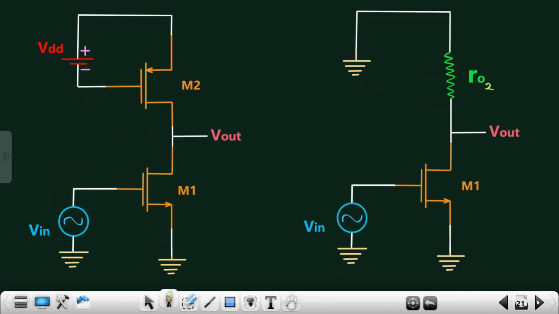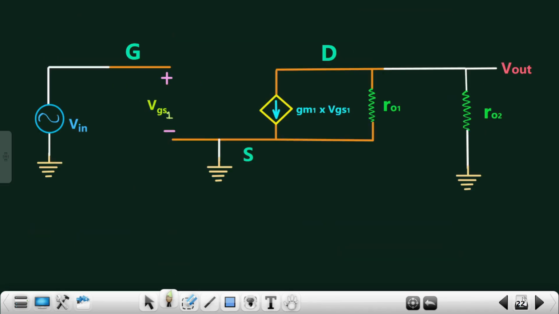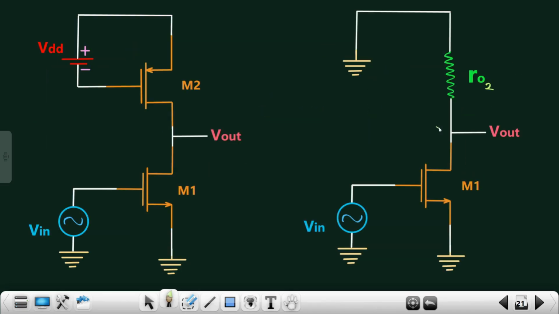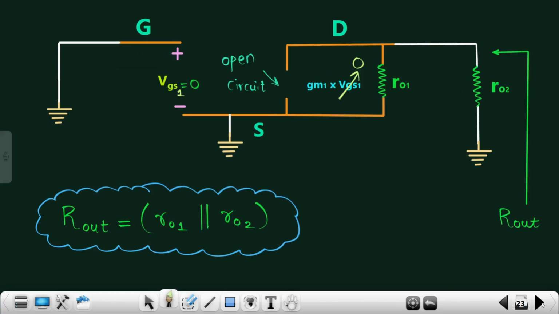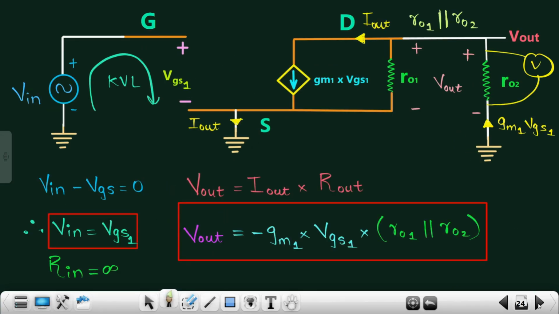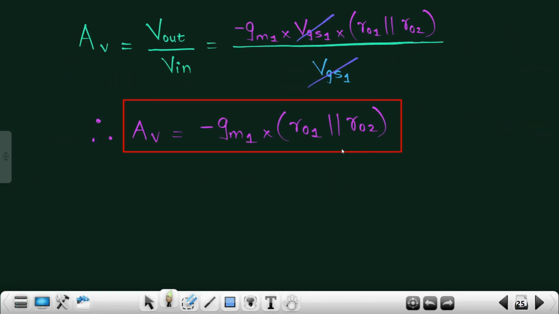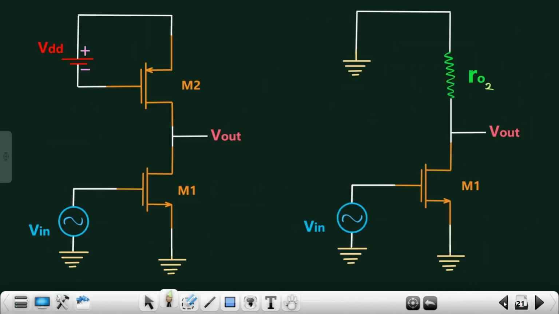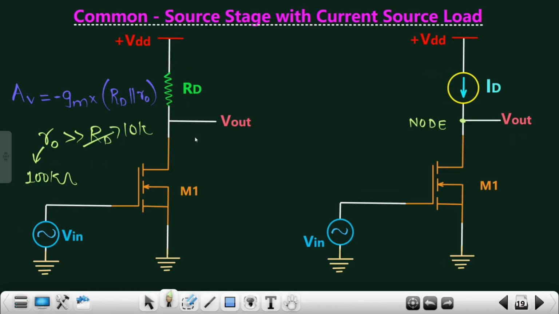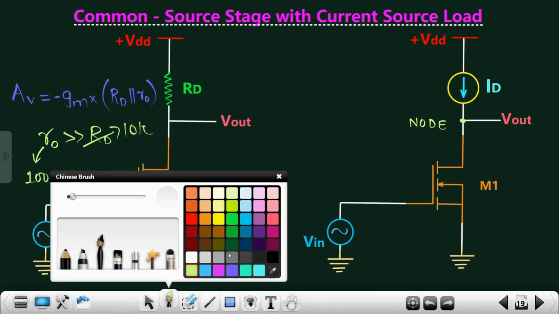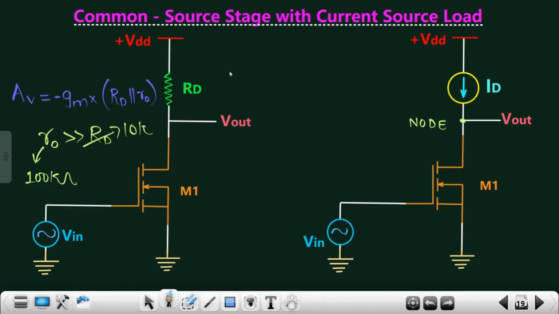But with this particular circuit, my bad, the equation that we get is RO1 in parallel with RO2. So with this circuit, we are able to achieve some higher gain. Let me take one rough example. With this common source stage, if we are able to achieve a gain of, let's say, 10, then with this circuit we can easily achieve a gain of 100.